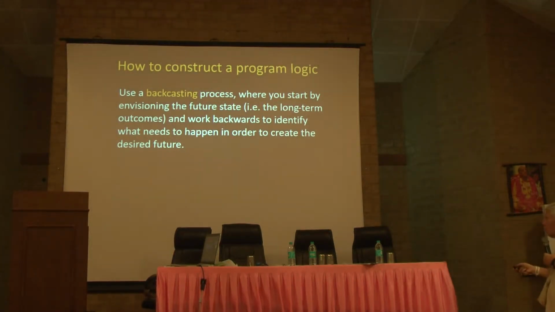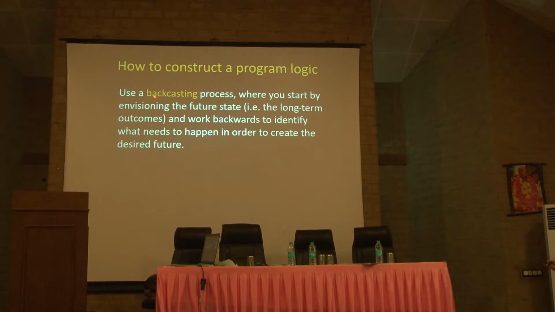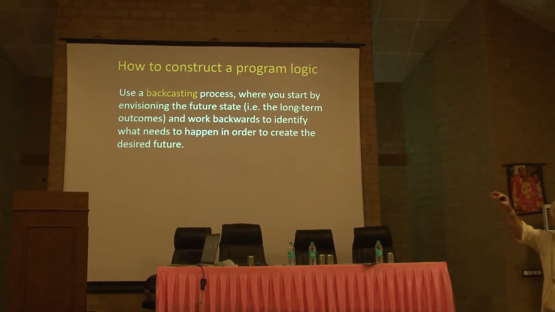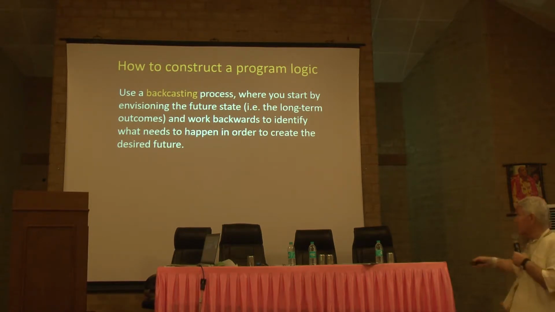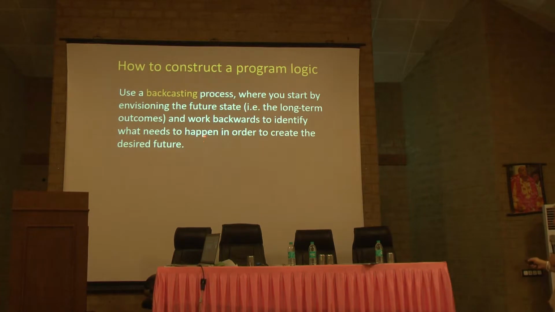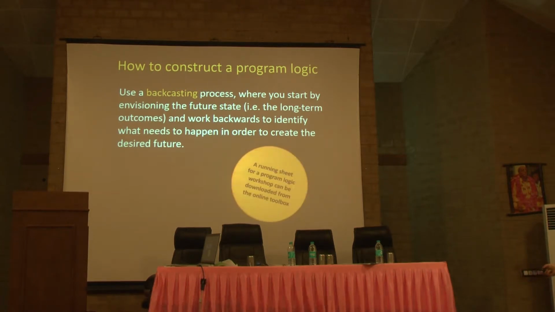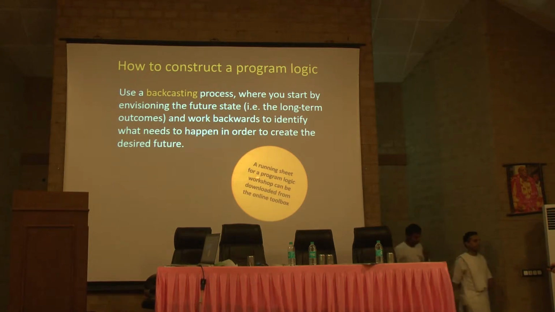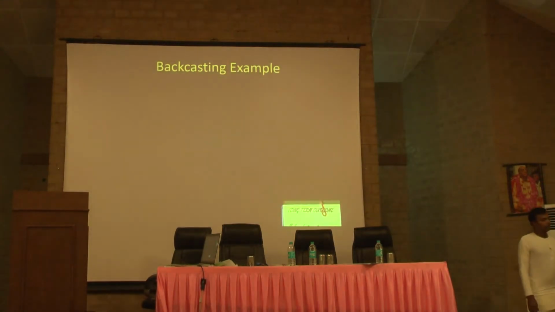How do you do it? Well, one way is what's called a backcasting process. You start by envisioning the future: this is where we want to be. And then you work backwards to identify what needs to happen in order to create that future. We can send you this. It's how to do it.